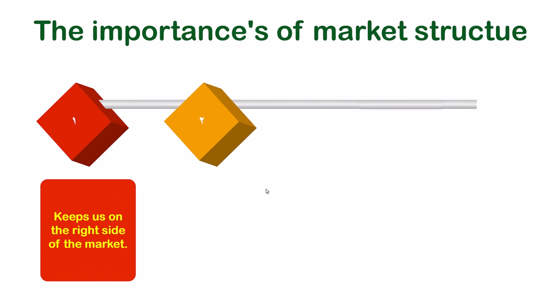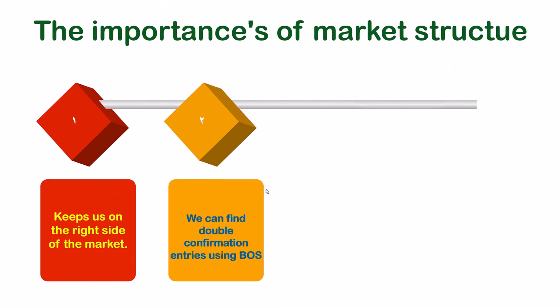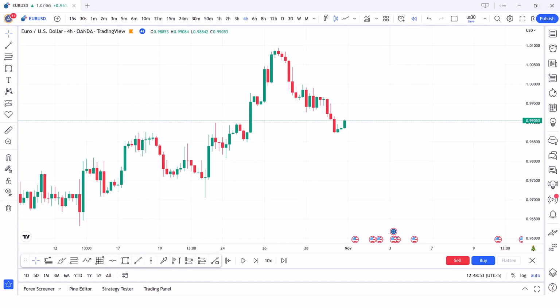The next important thing is using break of structures for double confirmation entries. What is a double confirmation entry? Let's see that on charts. What is a double confirmation entry?